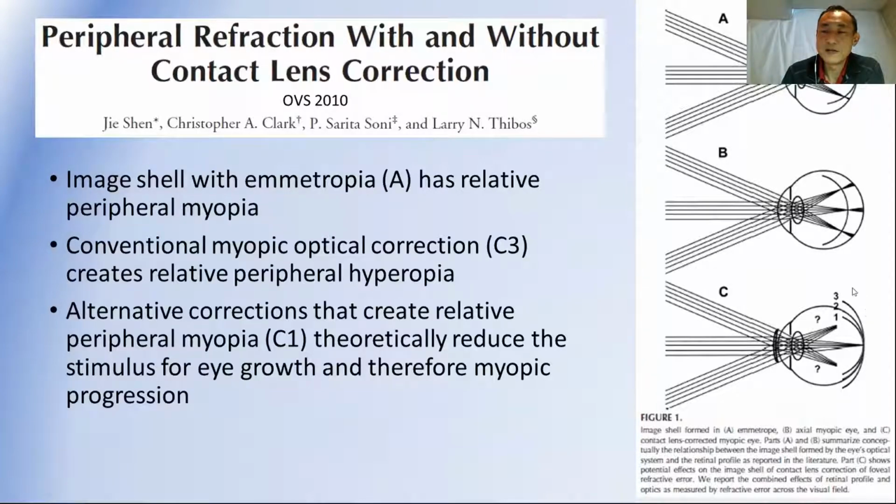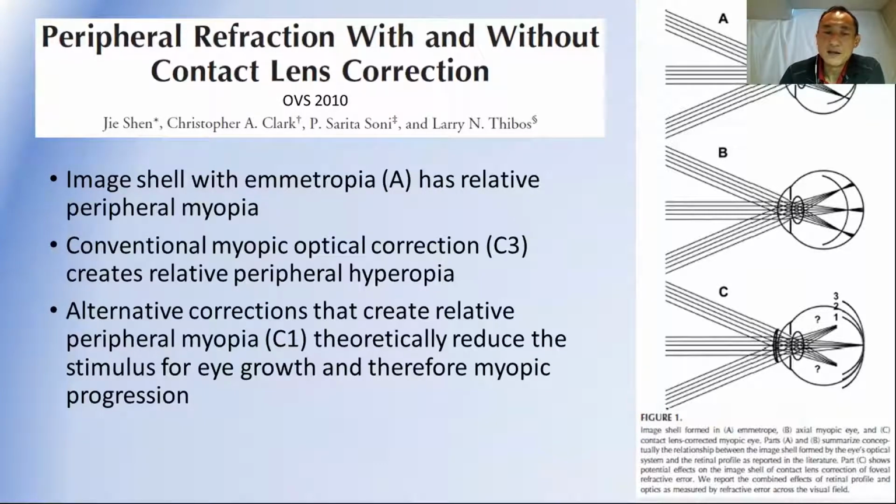And for whatever reason, that seems to stimulate the eye to grow so that the peripheral retina can meet the image shell behind the eye, and that causes the foveal image to defocus and be in front of the retina now, and therefore the patient has become more myopic. And if you then correct them with stronger lenses, you create an image shell similar to this again, and their eye continues to elongate.